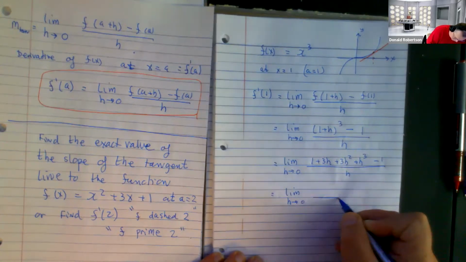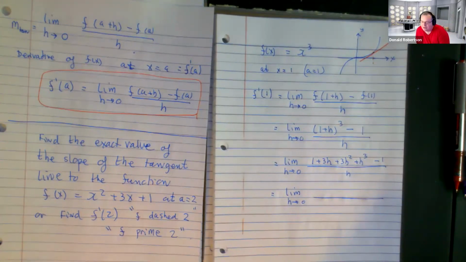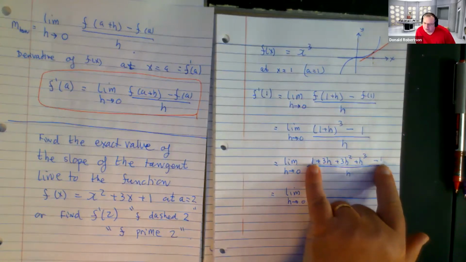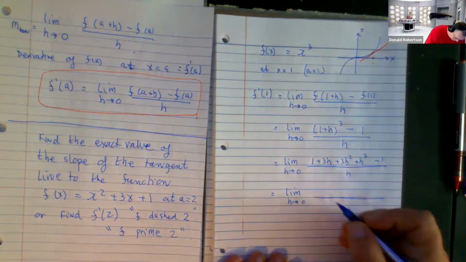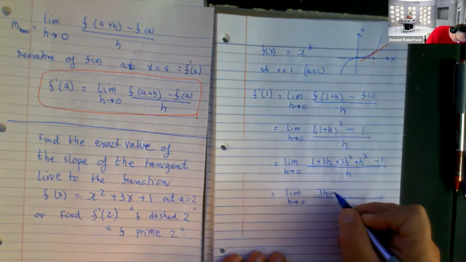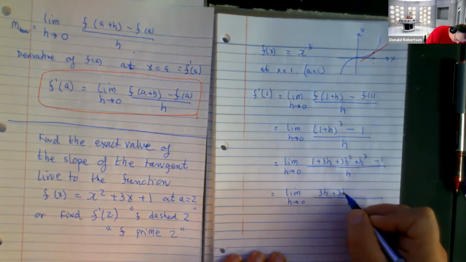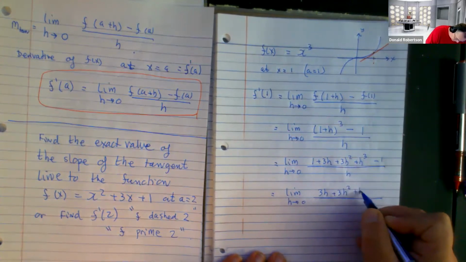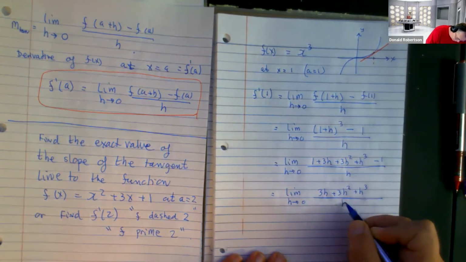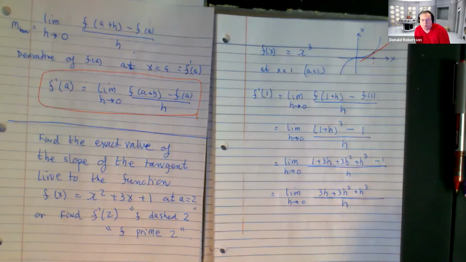Now, there's not an awful lot of collecting like terms there, would you agree? Or cancelling, but don't the ones kill each other off? So in this case, I have a 3h, I have a 3h squared, and I have an h cubed over h. Let me pause now.